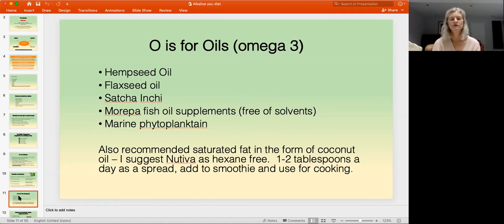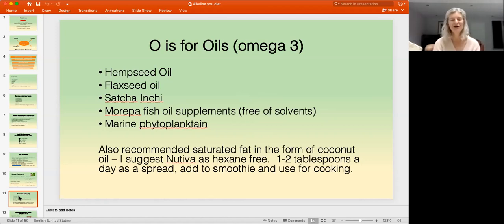There is also a brand called Maripa fish oil, which is free of solvents. I know that Cytoplan fish oil is also free of solvents. It's a good quality fish oil, and it's less expensive than the Maripa. And marine phytoplankton is something that you can obtain, and that's not only full of omega-3, it's also got vitamins and minerals in there, but it's quite a distinctive taste.